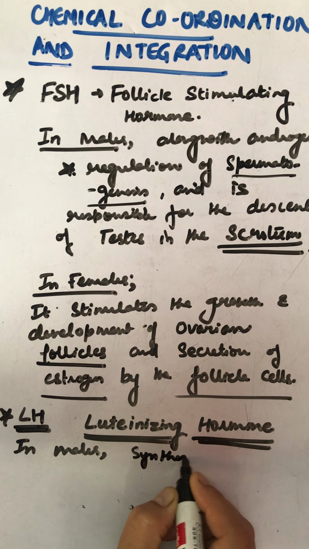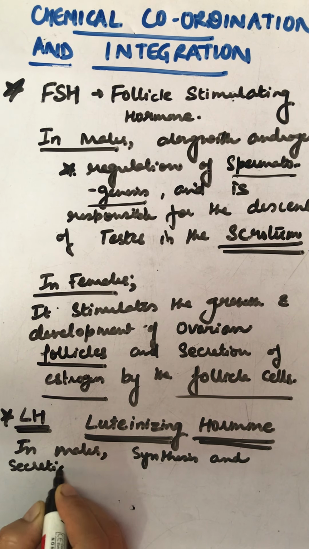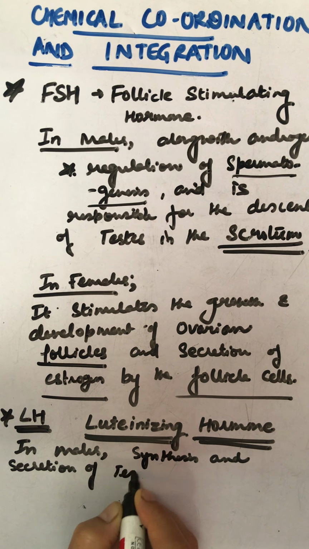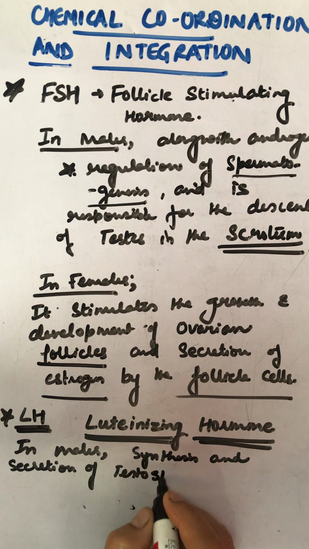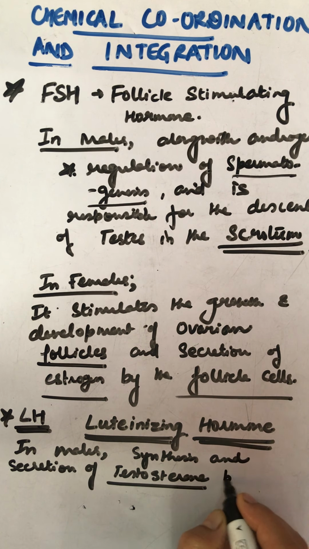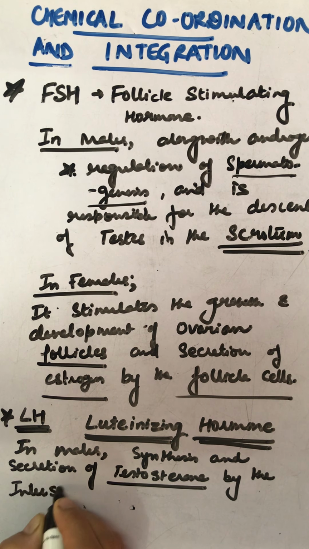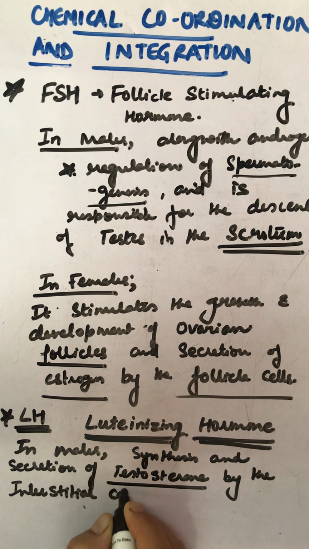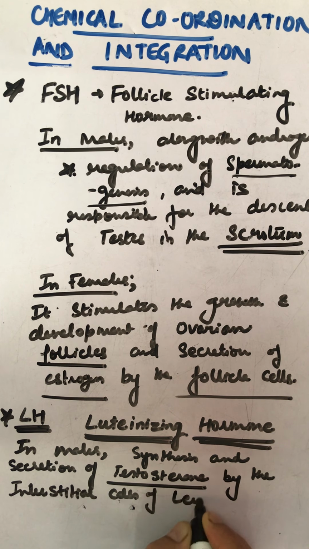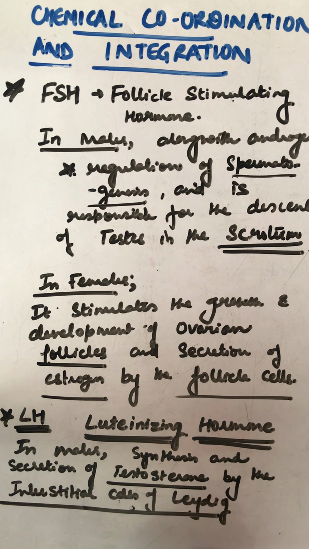Synthesis and secretion of testosterone. Now this testosterone hormone must be secreted from somewhere, right? That is by the interstitial cells of Leydig. It's the place, interstitial cells of Leydig in the testicular region.